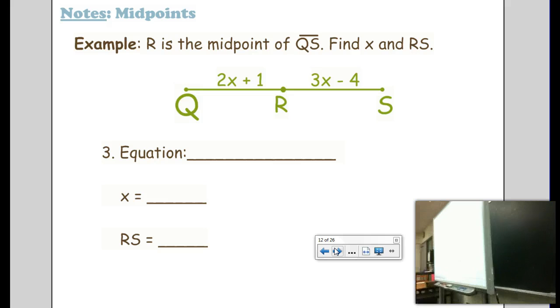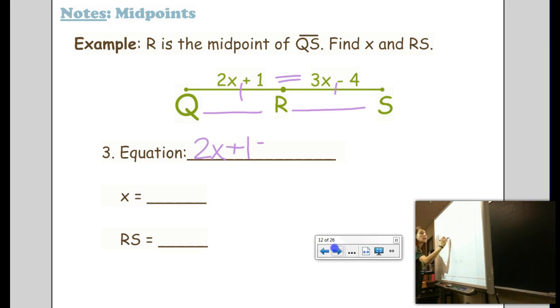R, surprise, surprise, is the midpoint of QS. What do we do? Tick marks right now. Do it. Tick marks. Did I give you a half and a half or a half and a whole? No, I did give you a half and a half. What did we decide is true about QR and RS? What's true about this and this? They're equal. So let's put an equal sign. Here we go. The equation.